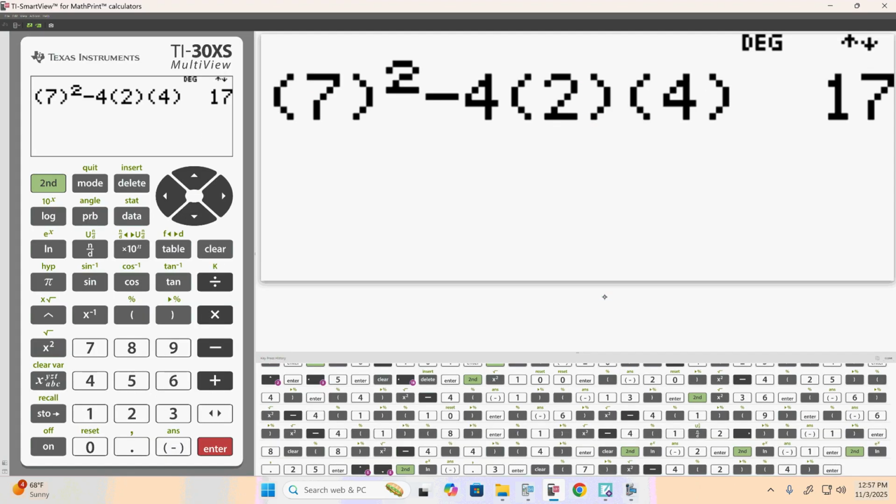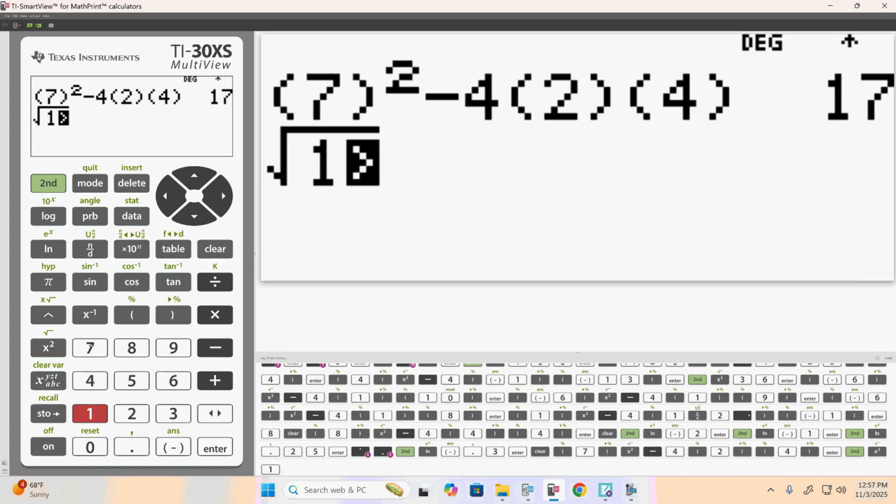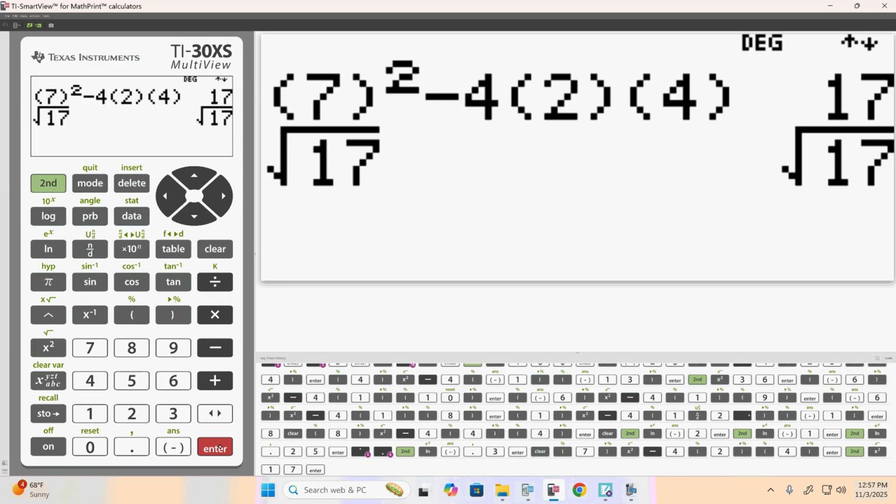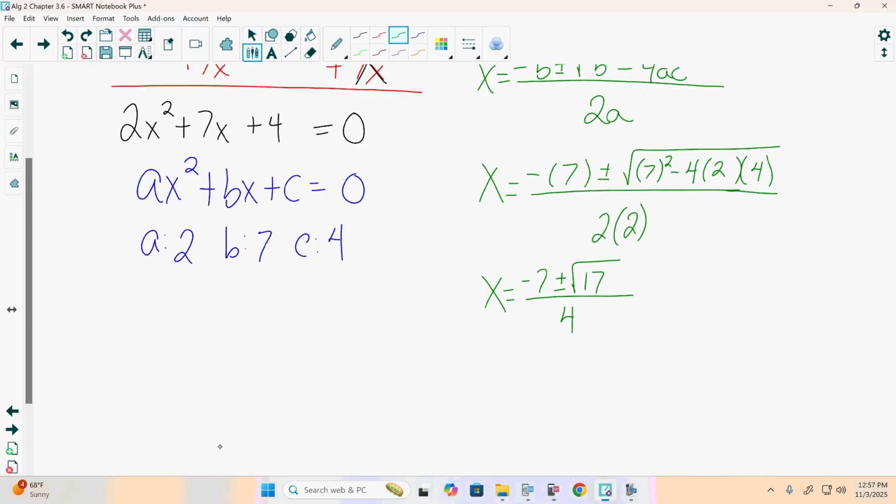Now we do need to check and make sure 17 doesn't reduce. It does not. So the correct answer for this is negative 7 plus or minus the square root of 17 over 4. Questions on this here? We're ready for the next one.